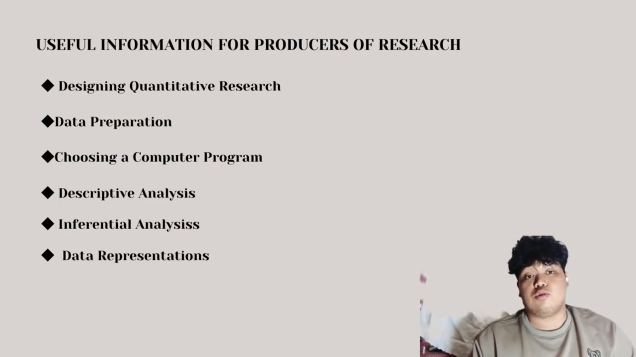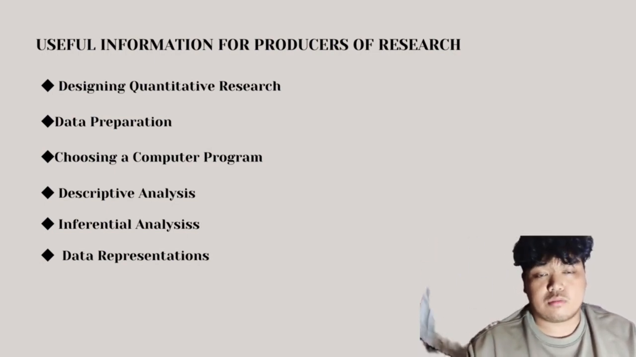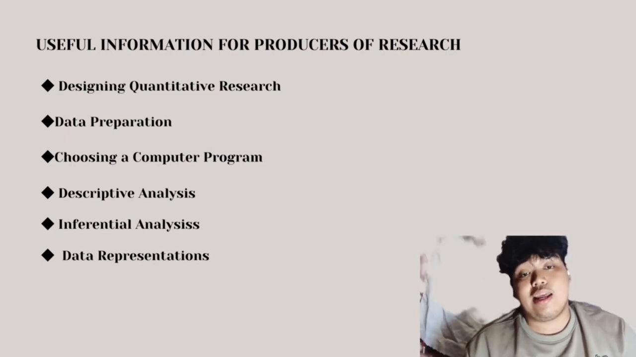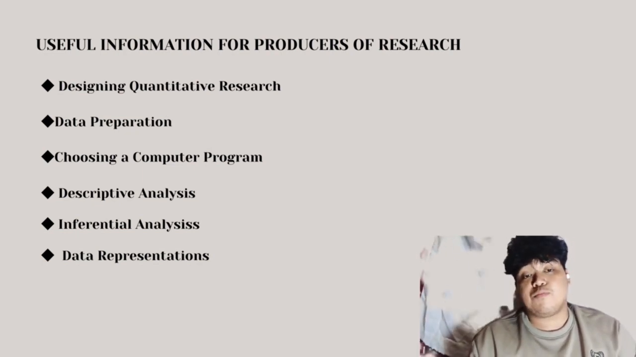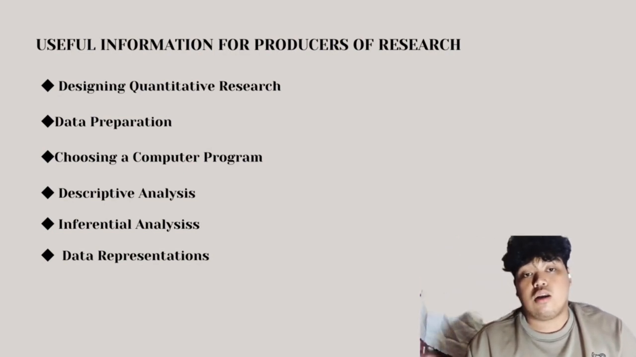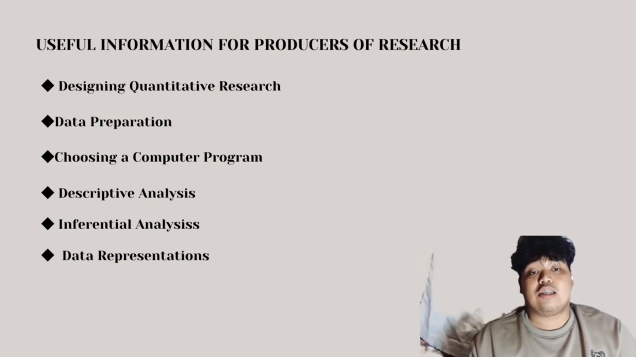Useful information for producers of research. So number one, designing quantitative research. So when planning quantitative research, consider the essential processes of analyzing and interpreting data. This includes preparing and organizing data, conducting descriptive and inferential analysis, summarizing results visually and in discussions, and concluding the study by explaining the findings.